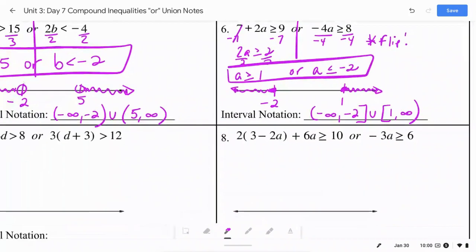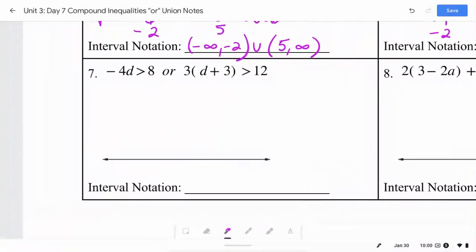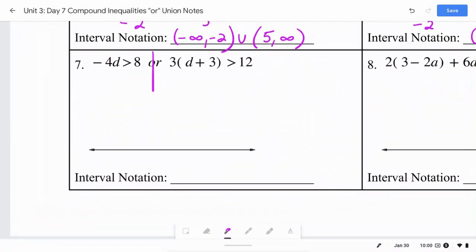Okay, 2 more examples for us to try. So if we look at example 7, when we solve the first inequality, again, we're going to divide by -4. And when we divide by a negative, just don't forget, this is another one where you're going to need to flip the sign. So it becomes d is less than -2.